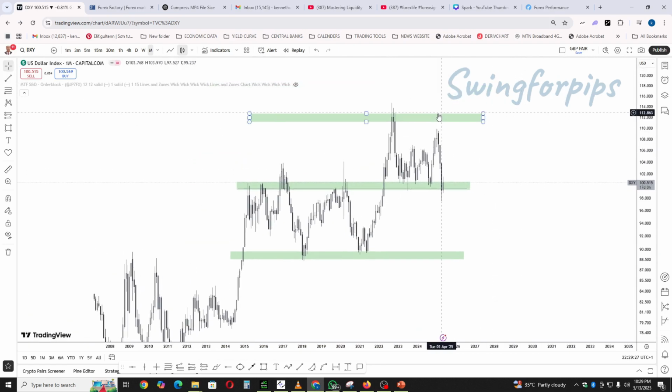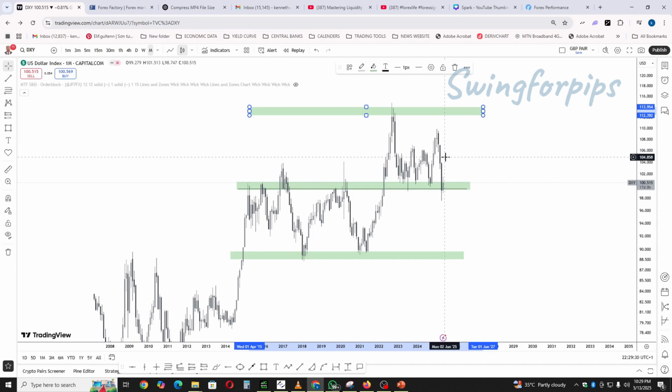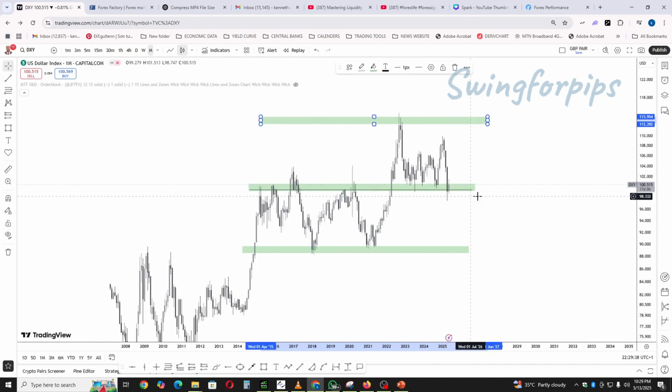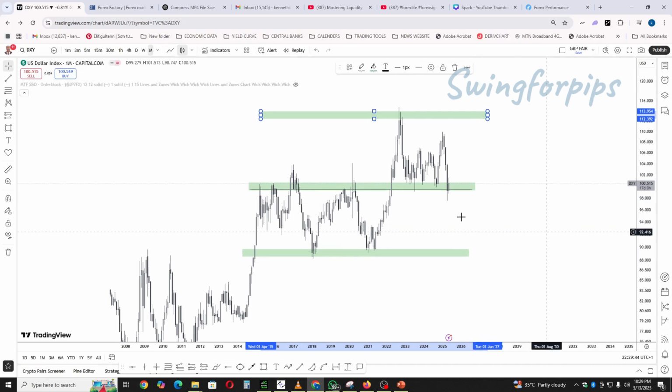For me, these are the areas that are popping out at me for support and resistance on this chart, on the monthly time frame. Like I said, you always start with the monthly time frame, then you go down, and you keep looking for the areas of support and resistance as you keep going.